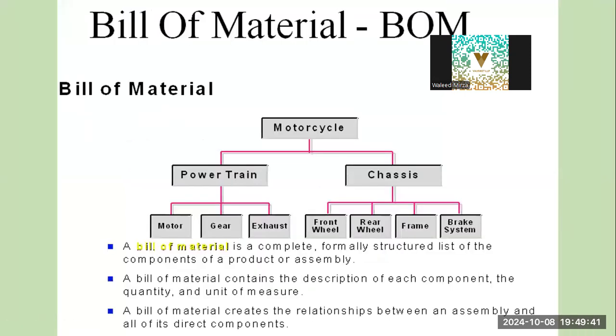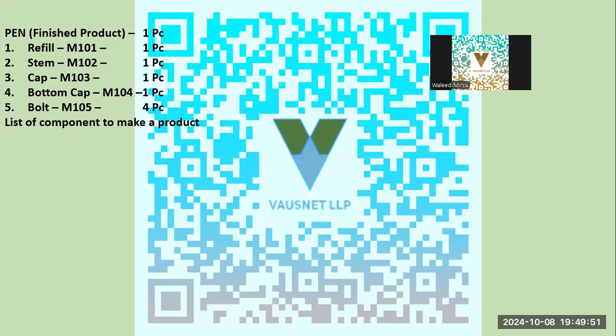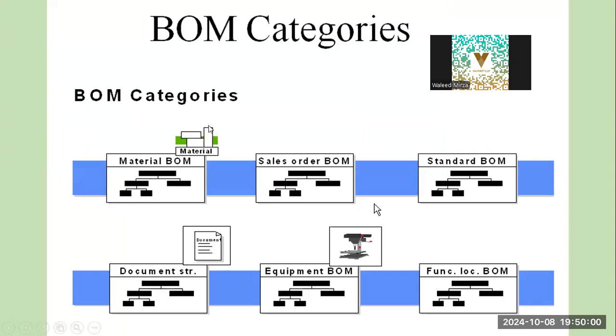Now, bills of material. What is a bill of material? A bill of material is basically a list of components that will be used to produce one unit of a product or material, as we see over here. For example, if you want to make a pen, you need these materials to get the pen assembled. It does not show you the process. It just shows you a list of the product.